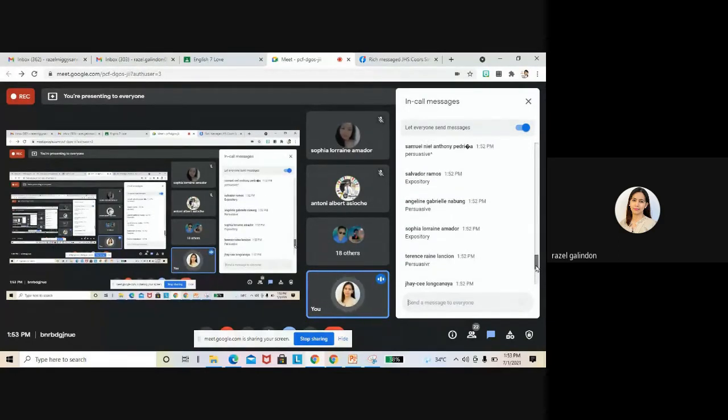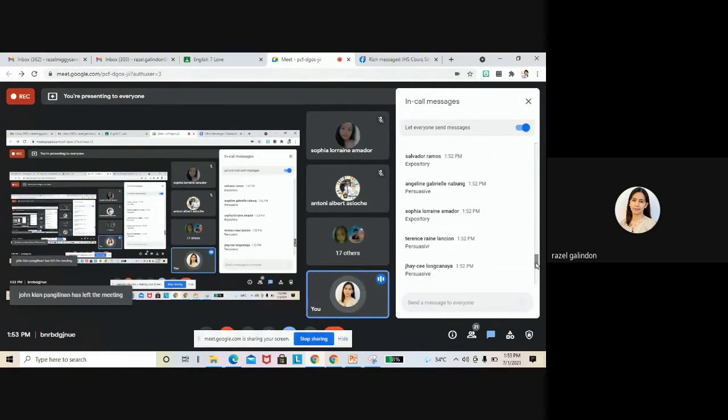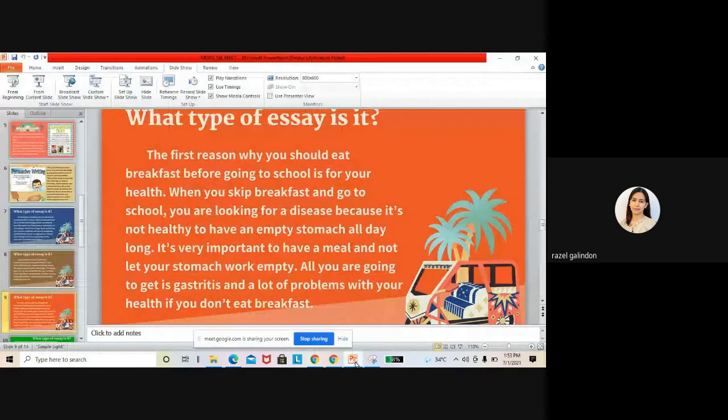In expository, the writer should provide the facts, the evidences, and proof to support his statement. While in persuasive, as a reader, we can feel that the writer is trying to convince us or encouraging us to believe with what he is saying. So, nahati yung sagot ninyo. May sumagot ng persuasive, may sumagot ng expository. But the correct answer there is, it is a persuasive essay.